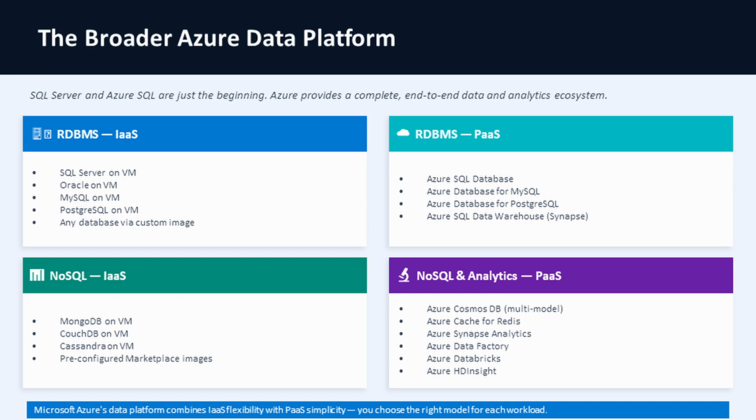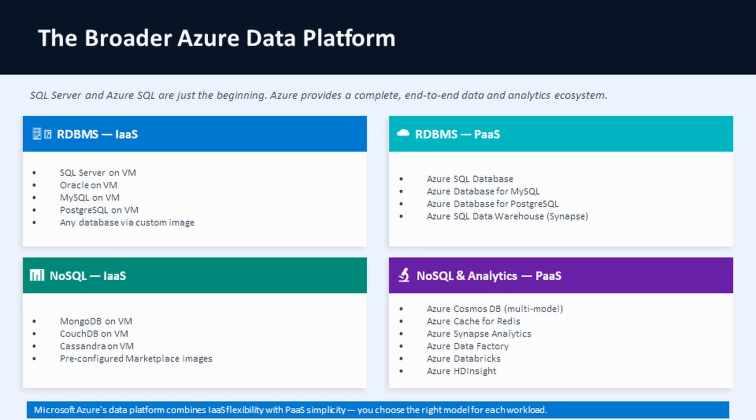And Azure Synapse Analytics is a massively parallel data warehousing service designed for analytics workloads at scale, terabytes to petabytes of data. For NoSQL in the PaaS model, Azure Cosmos DB is the flagship offering. It is a globally distributed, multi-model database service that supports multiple APIs, including SQL-like queries, MongoDB, Cassandra, Gremlin for graph data, and Azure Table Storage. Cosmos DB guarantees single-digit millisecond latency at any scale, anywhere in the world.